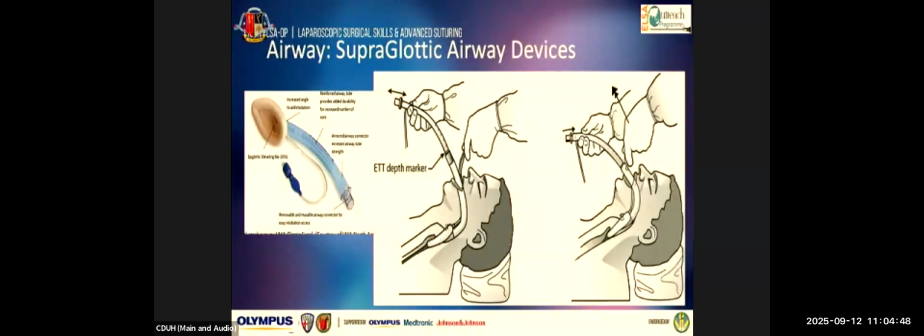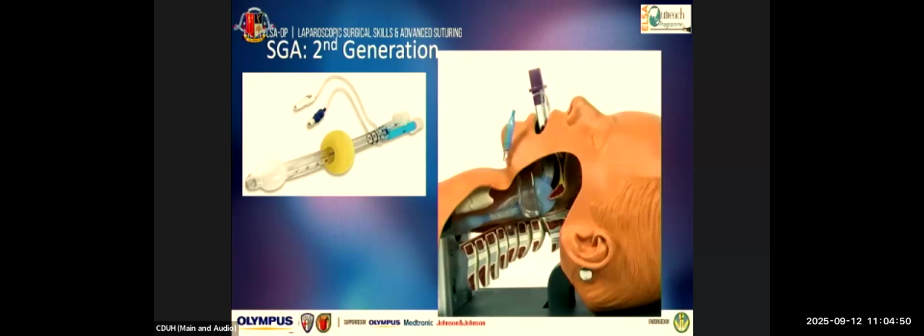by inflating the mask. This is a second generation with two balloons. One is inserted into the esophagus, and one is left within the pharynx so that it is a closed system. And then again, there's preferential flow into the airways for ventilation.